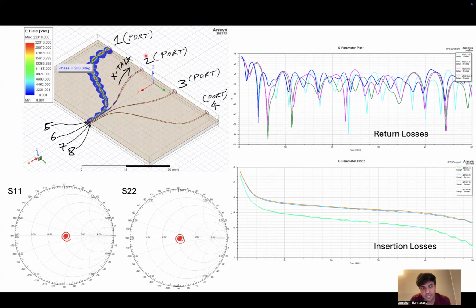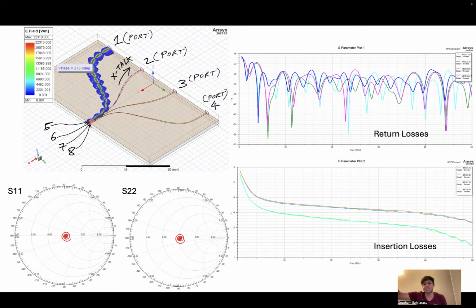And remember, for the simulation, ports 2, 3, 4, 5, 6, 7, 8 are assumed to be matched to 50 ohms, and only port 1 is being excited. So the signal that is going back to port 2 and port 3 is actually the signal that is coupling from port 1 in this region where they are coming very close to each other, and then it is reflecting at port 6 and propagating back towards port 2.